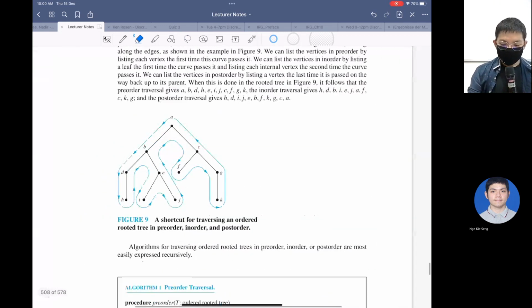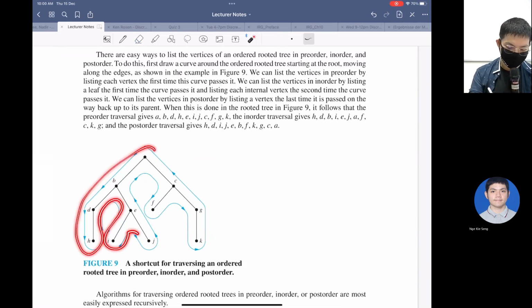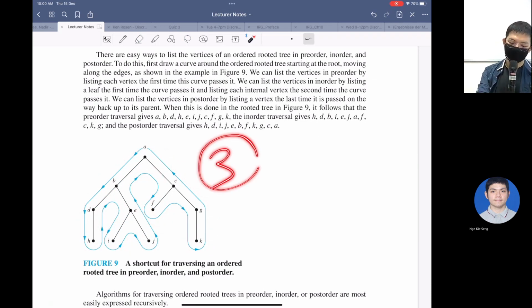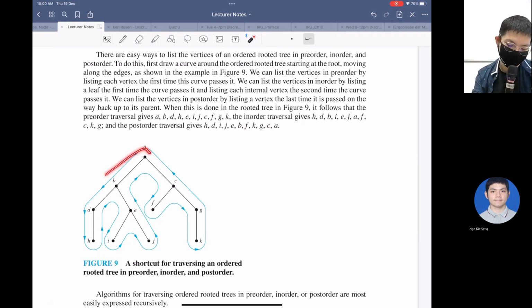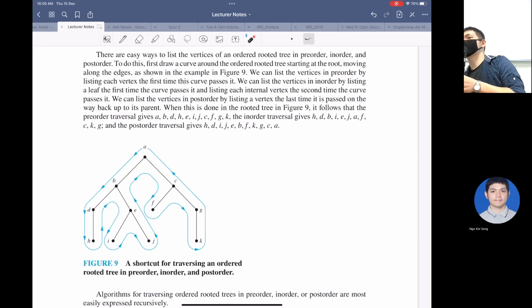Okay. So in the textbook, there's one way using this path here. A different way of reading this path can give you all three different order traversals. But I won't discuss it. You can go and read it. If you do enough examples, then you will easily understand what they say.